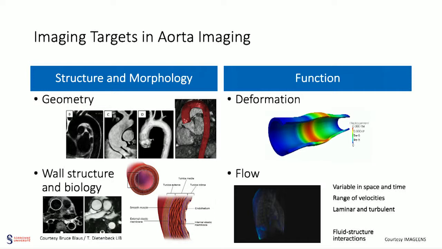What about the imaging targets? So basically we need to look at structure and morphology. Geometry obviously is very important, so global morphology, but also the wall structure itself, and maybe the biology, maybe that's the last frontier, but also function with both deformation and flow.